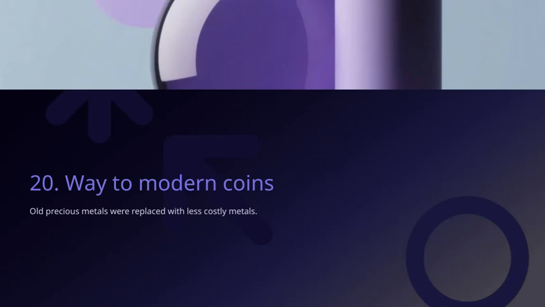Now let's look at how the materials used in coinage evolved over time. In the past, precious metals like gold and silver were common for making coins, but they were quite costly. As a result, many societies started replacing these expensive metals with less costly alternatives. This shift allowed for more practical and widespread use of coins, especially as economies grew and the demand for currency increased. So, when we think about the development of modern coins, one of the key steps was this move toward using more affordable metals, making coins more accessible to everyone. This change not only helped sustain the economy, but also marked a significant step toward the more practical and durable currency systems we use today.